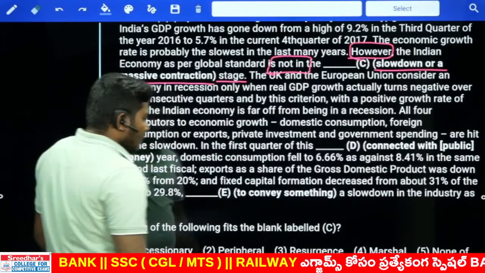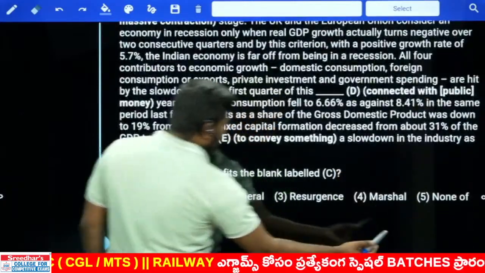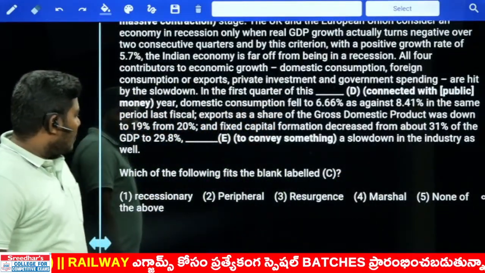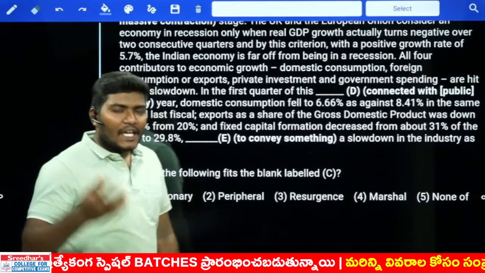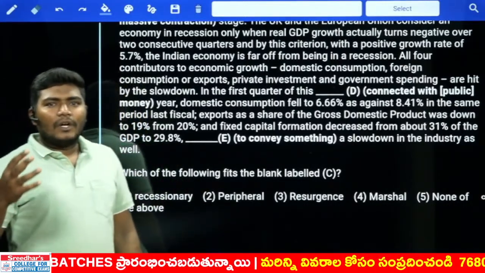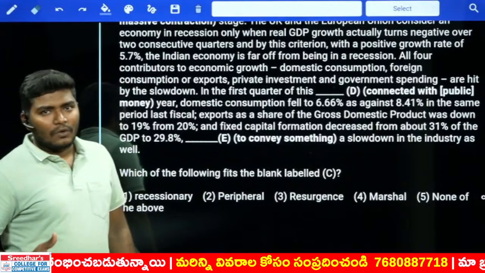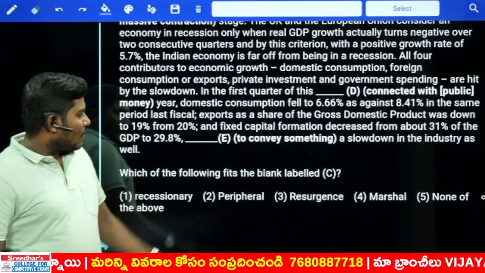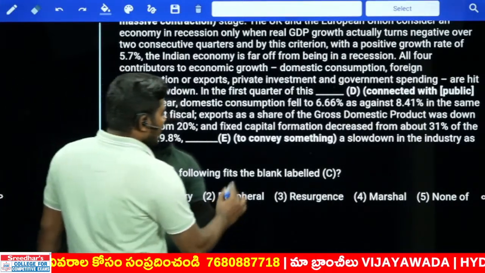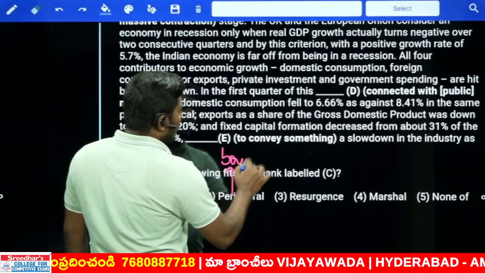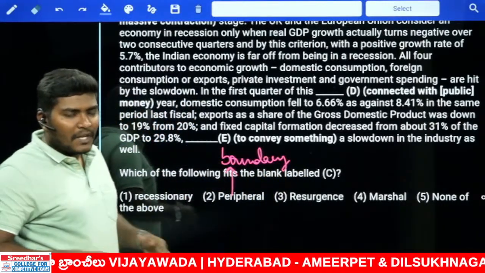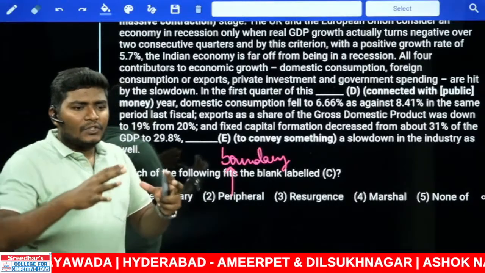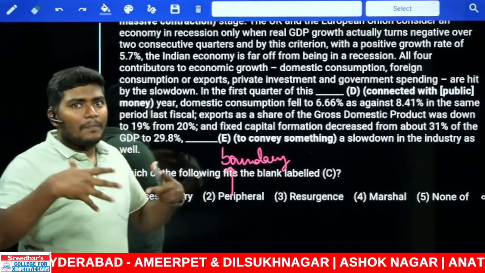Okay, now look at the words. What are the words we have? First word: recessionary. Recessionary is nothing but we use the word recession in terms of economy which is completely falling down. Next, second word: peripheral. Periphery means something which is a boundary. When we speak about the outlines of something, we call it periphery. For example, if I give you some outlines of how to read a newspaper, that's called peripheral knowledge.